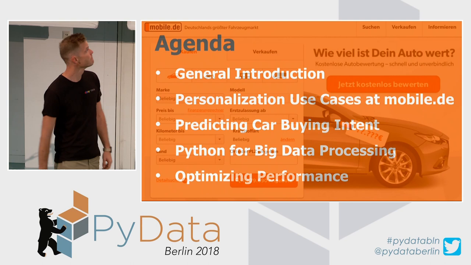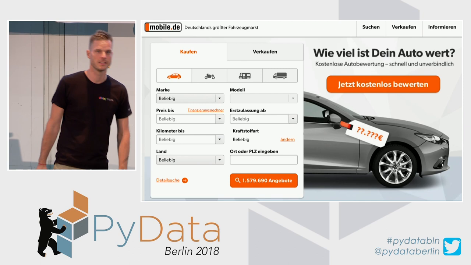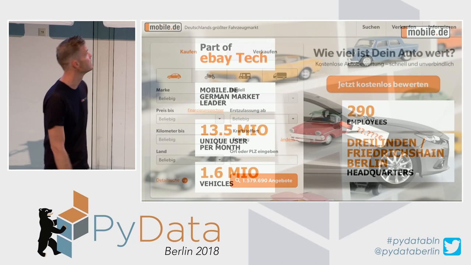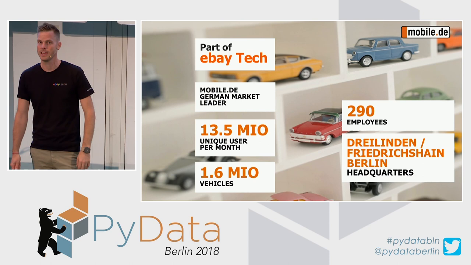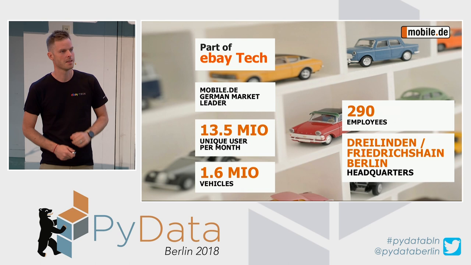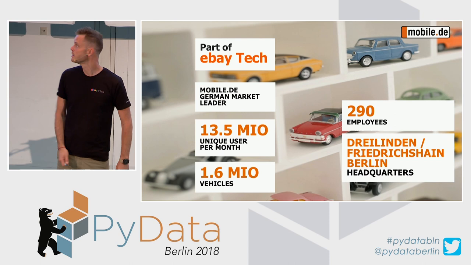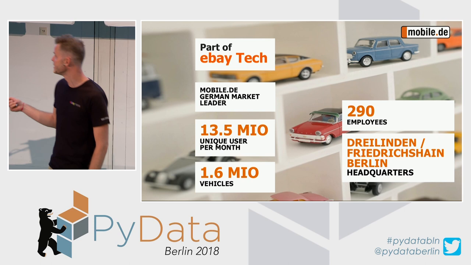All right. Just as an introduction, for those of you who don't know, Mobility is a German website where you can buy cars. We have new cars and used cars, car dealers. So this is the general company we're working for. We're all part of eBay Tech, so Mobility.de belongs to eBay Tech. eBay Kleinanzeigen, for example, belongs to it too. It's actually quite broad. It's also in other countries: Gumtree, Kijiji, and Marktplatz. To say a bit about Mobility.de, it's the biggest car market online in Germany. We have around 13.5 million unique users per month and around 1.6 million vehicles on our site every day.